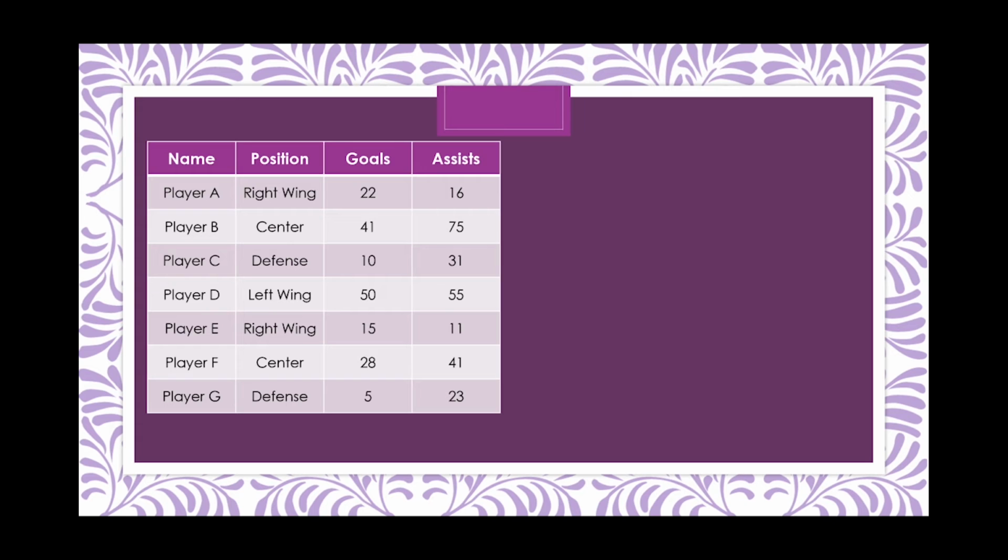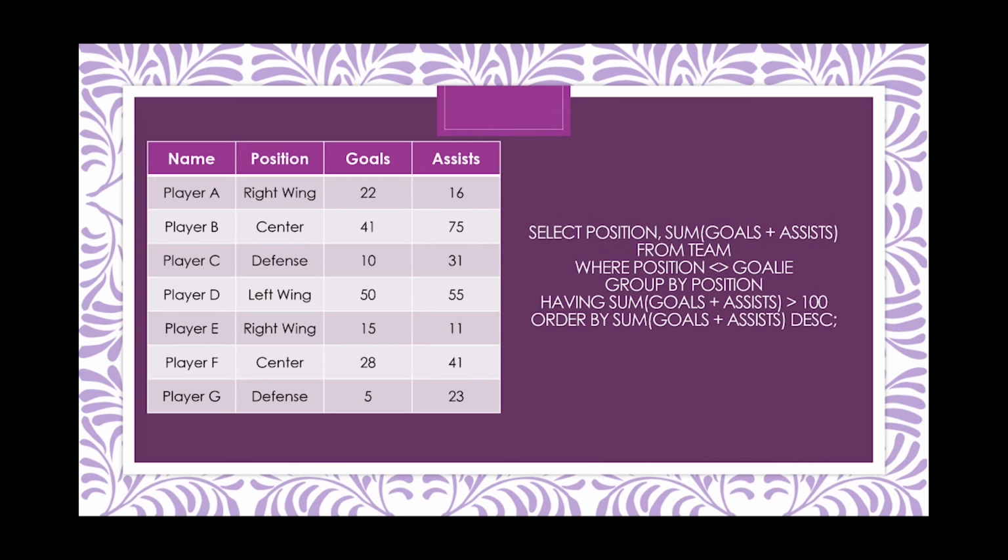We start again with the same table, but our SQL statement is slightly different, with the addition of one line, the having clause. In this example, we want the points of our grouped positions to be greater than 100.